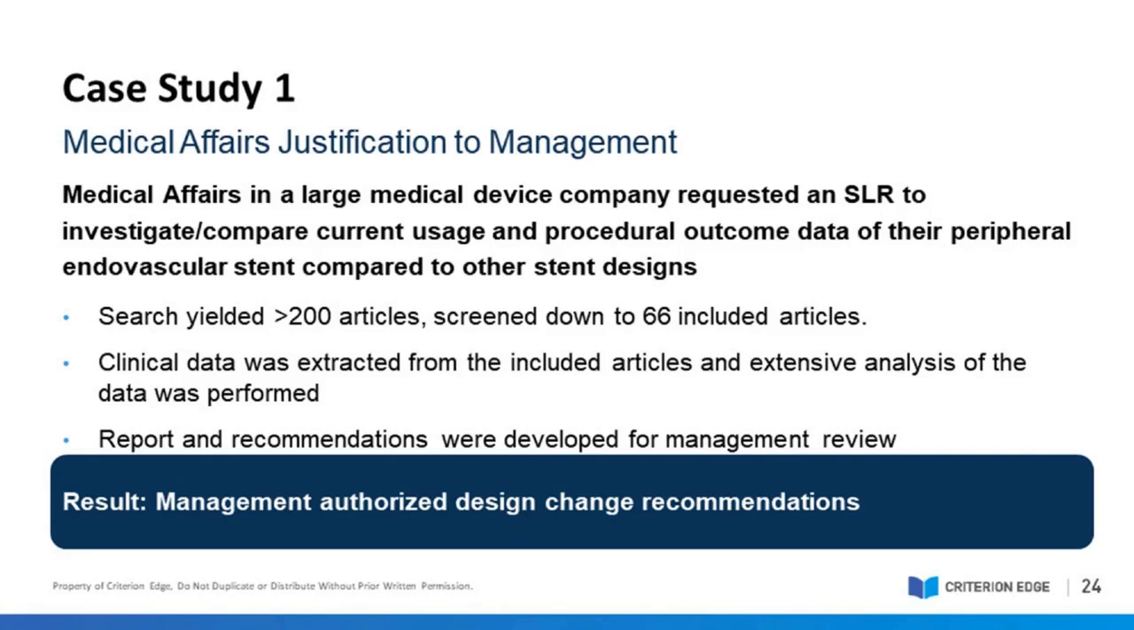The search yielded over 200 articles, all of which were reviewed, and based upon the predetermined screening and exclusion criteria, 66 articles were ultimately included for data extraction. Multiple data points were extracted and analyzed on all stent designs included in the search. Those data points included the number of patients, demographic data, indication, and type of procedure performed, procedural success, length of follow-up, and adverse events. The results and analysis were provided to the client for review and discussion with their management team. And based on the report findings, ultimately, the management decided to move forward with a recommended design change for their stent.